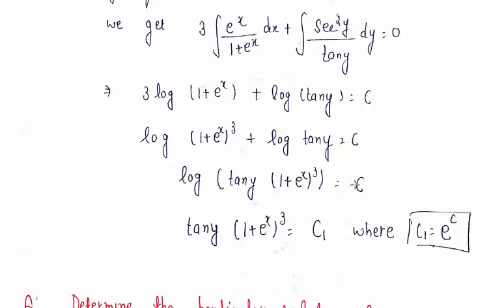This is equal to e raised to power c. c is a constant, so e raised to power c is a constant. We can write this constant as c1. Again, to solve this particular differential equation, firstly we separate the variables, then we perform an integration.